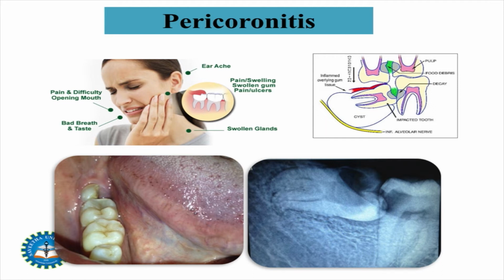The investigations for pericoronitis include radiographs to assess the position of the erupting tooth. The patient should be prescribed analgesics and antibiotics. If the tooth can erupt into the oral cavity into occlusion, then an operculectomy should be done. If the tooth is impacted, then the tooth should be surgically extracted.